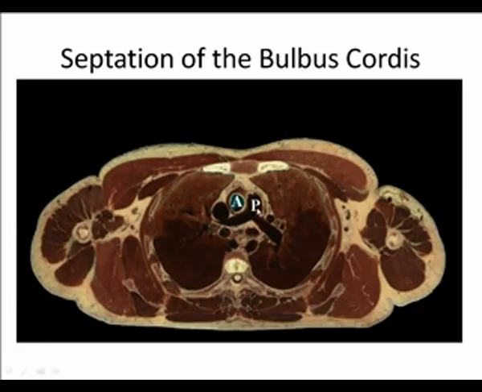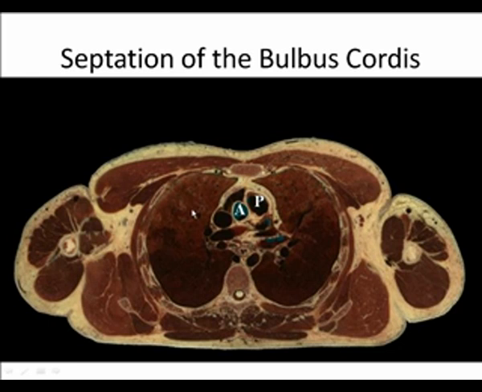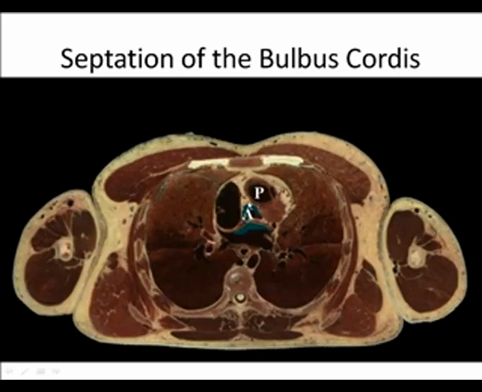Here we're looking at a cross-section of the thorax where you can see the aorta and the pulmonary artery dividing into its two main branches. The point I want you to focus on is right here, looking at the septum between the aorta and pulmonary artery. Notice the rotation of that septum, and notice how the pulmonary artery and the aorta are going to rotate around themselves as you descend caudally through the thorax.